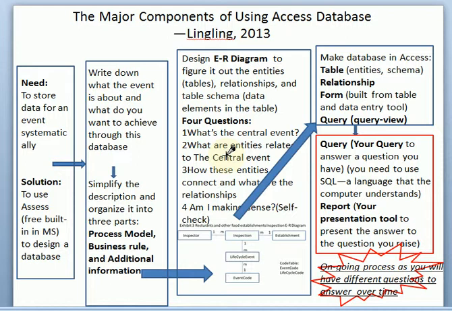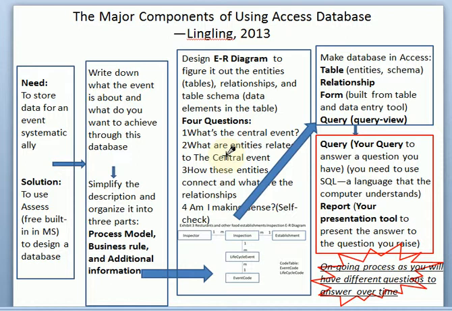The first thing we do is write down what is the event we want to record. What are those data we want to record? And then we want to simplify our description into 3 parts. Process model, which is a description about what's happening. For instance, this database is designed to store data about inspectors conducting inspections about parking violations.